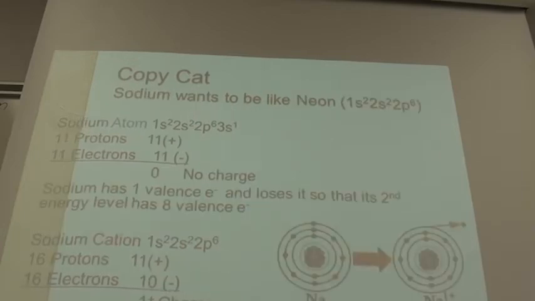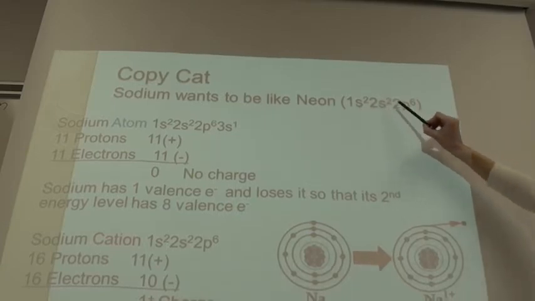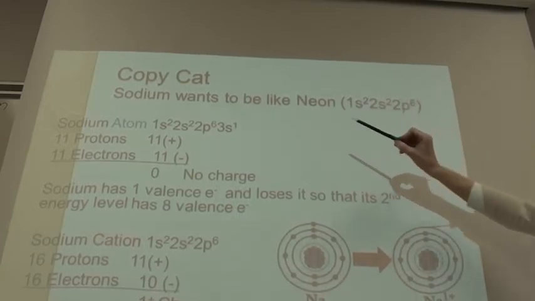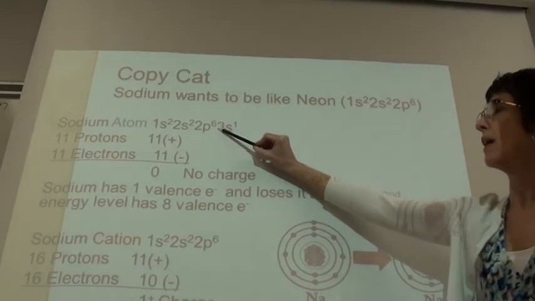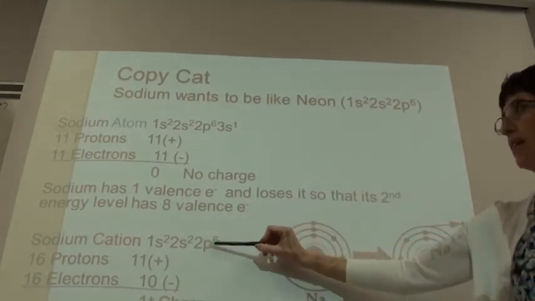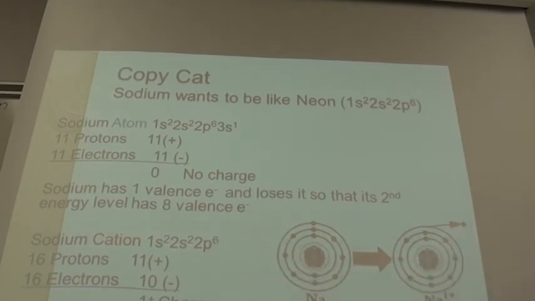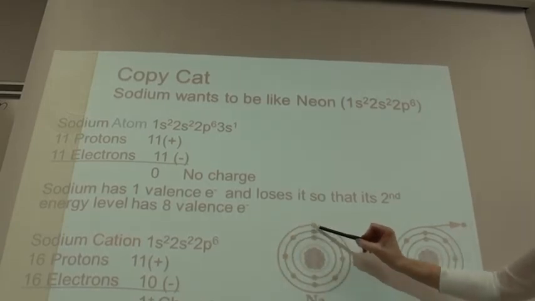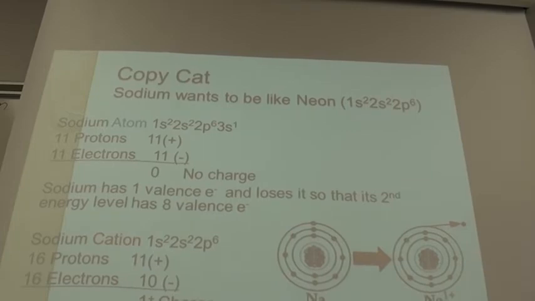And here is sodium copycatting. It would like to be 1s2, 2s2, 2p6. In order to do that, the atom must get rid of its 1 valence electron, and it becomes a cation with a +1 charge. So this outermost electron is gone.